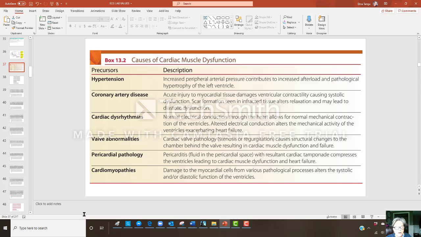Pericardial disease: pericarditis, fluid in the pericardial space with resultant cardiac tamponade, compresses the ventricles, leading to cardiac muscle dysfunction and heart failure. Cardiomyopathies: damage to the myocardial cells from previous pathological processes alters the systolic and or diastolic function of the ventricles. And we are going to stop there.